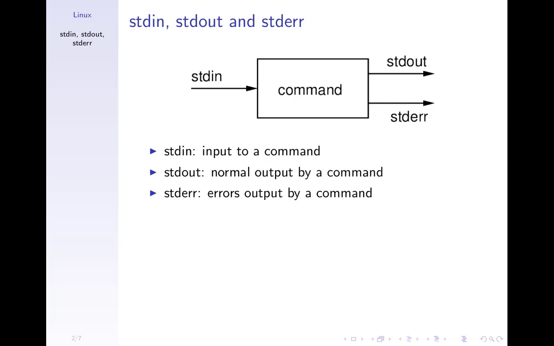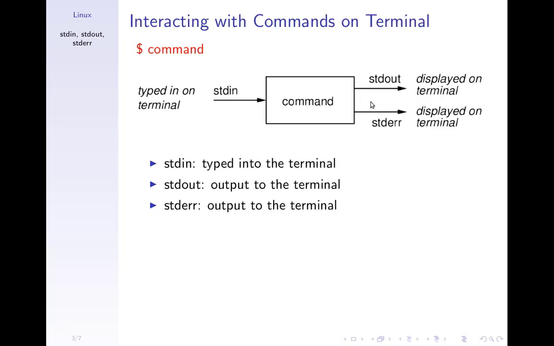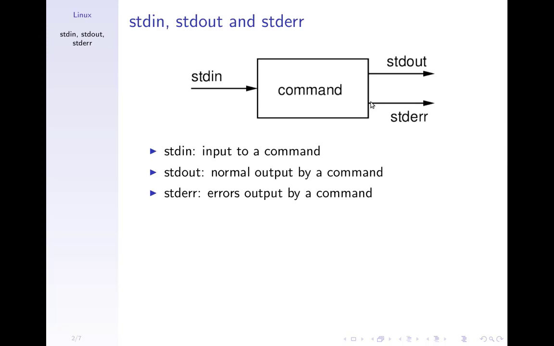The normal output, the standard output, which is the expected output. ls shows a list of files. grep shows a list of lines that match some criteria. But if there are errors, it may also print error messages. And that's referred to as the standard error. So there are three interactions to a command: the standard input, the standard output, and the standard error. Normally, the standard input comes from what we type. Both the standard output and standard error are printed on the screen when the command runs.